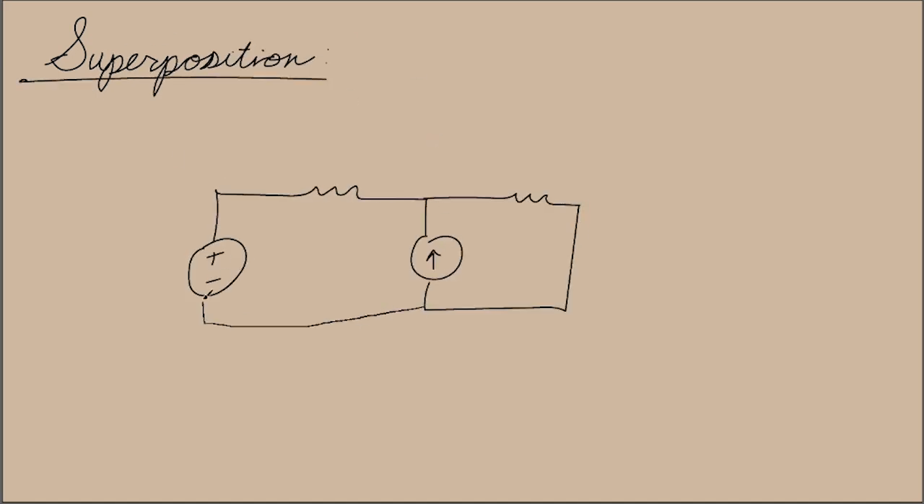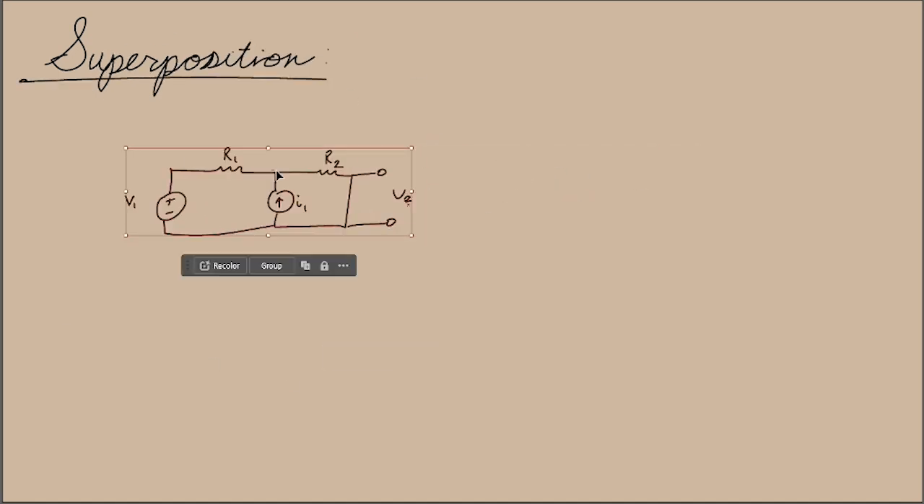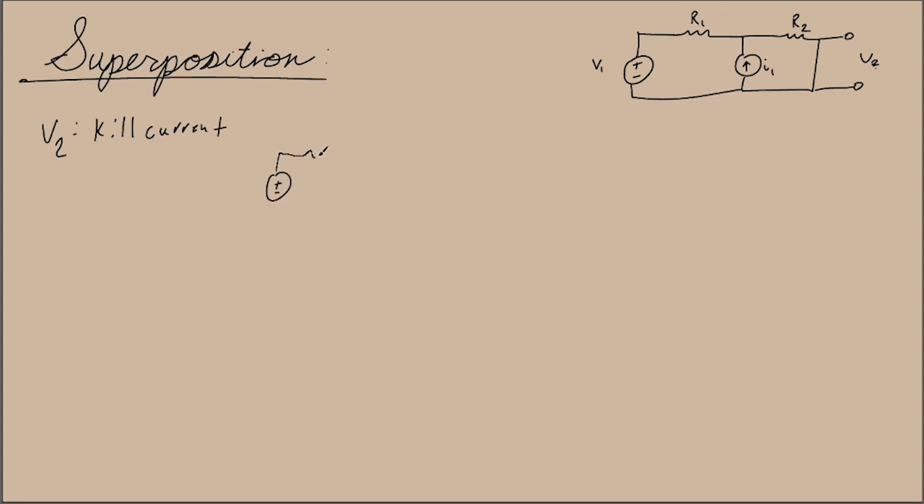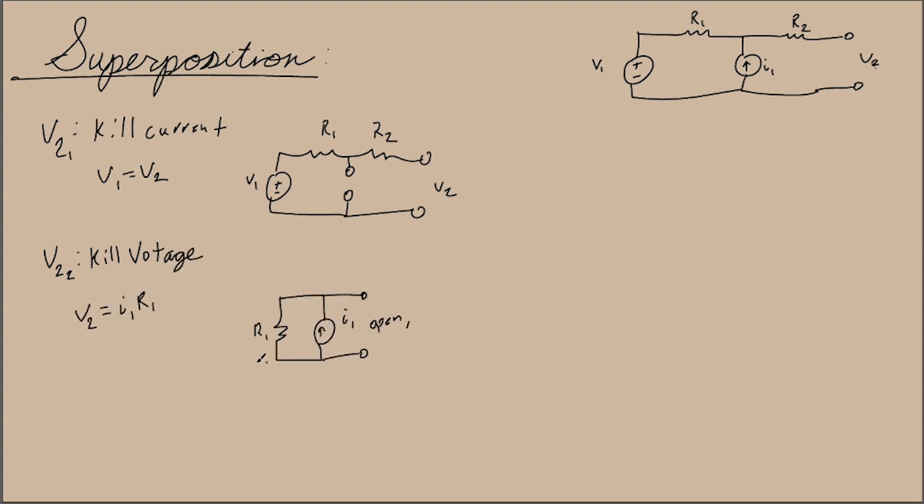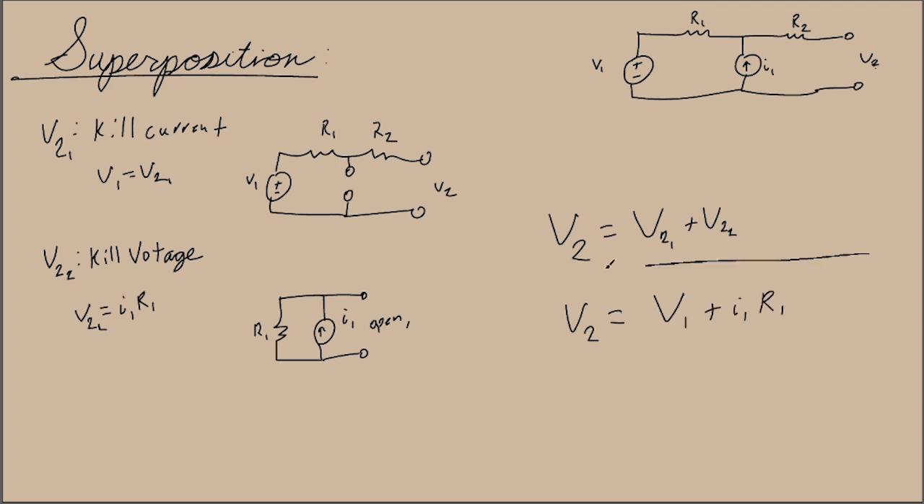If you have multiple sources and it becomes hard to find a voltage, have you thought about killing them? Well, you can, so long as you add them back at the end. Here we have a voltage and a current source. We'll kill the current first. It becomes open, then solve for V2. We'll call it V21 because we still have to kill the voltage. When you do that, it becomes a short. Find V22 and add the answers to get the real value.